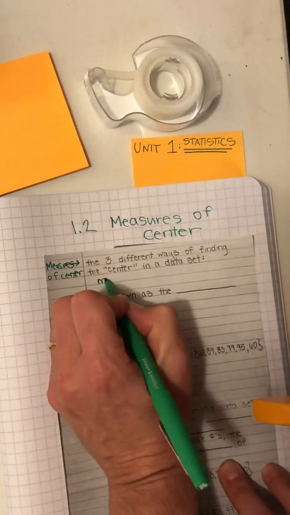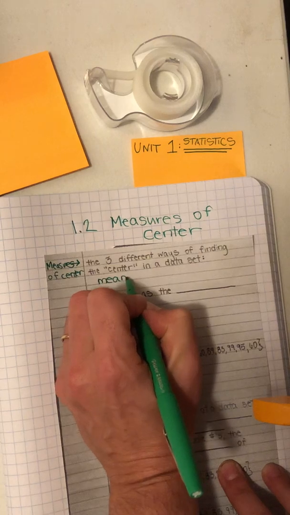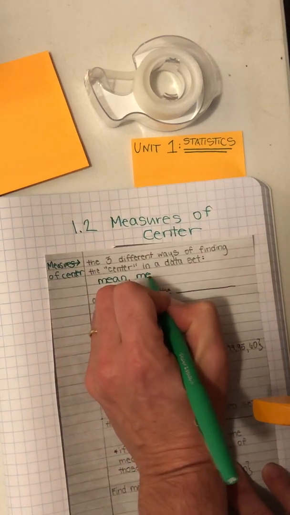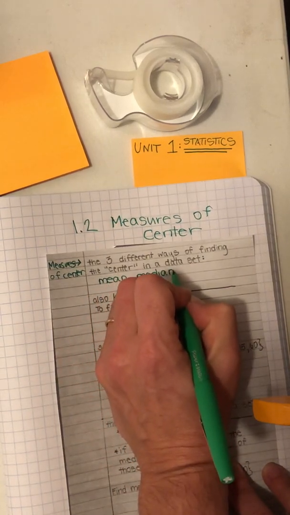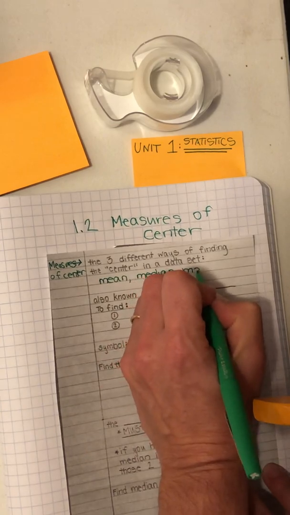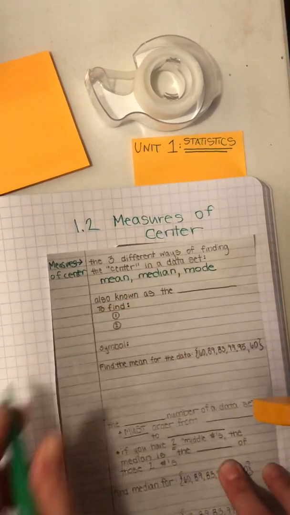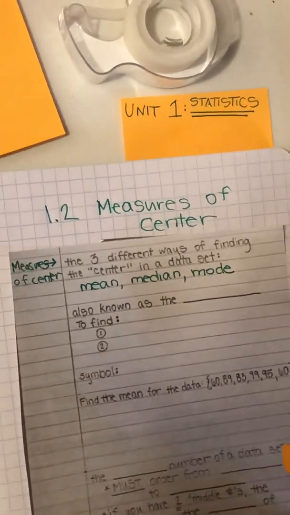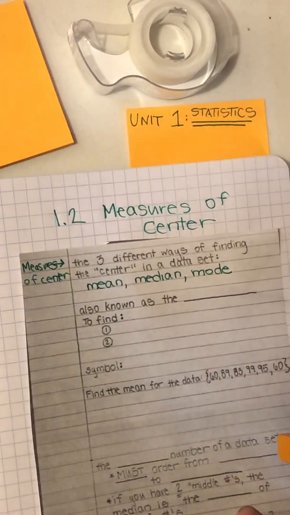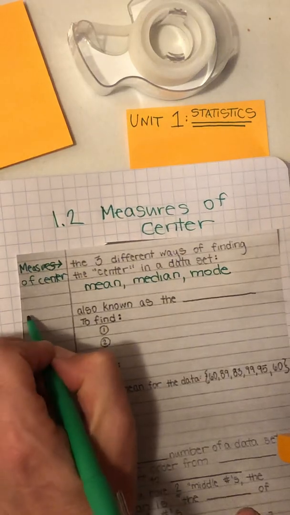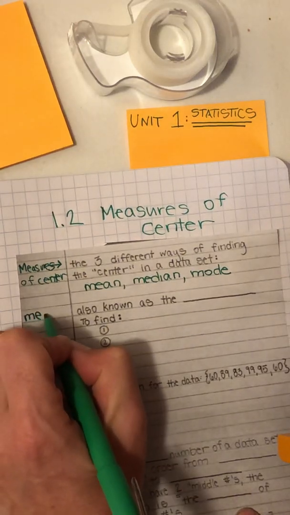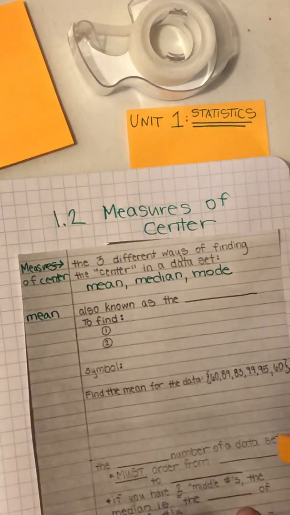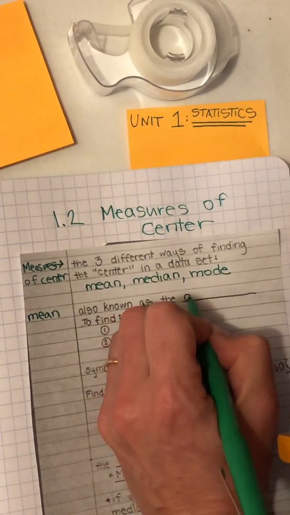We've got mean, median, and mode. And we'll take each one separately. So the first one is mean, also known as the average.